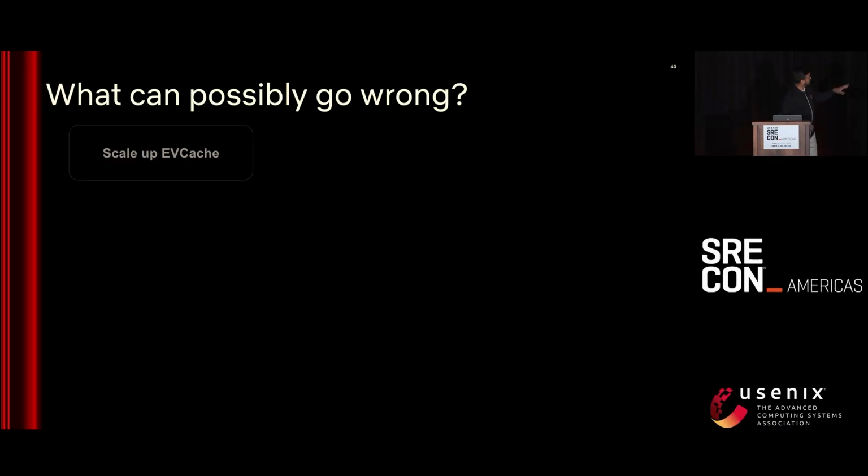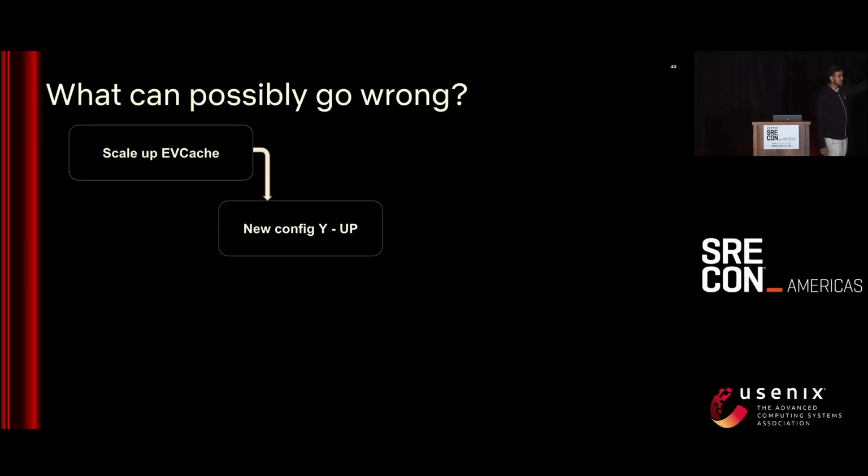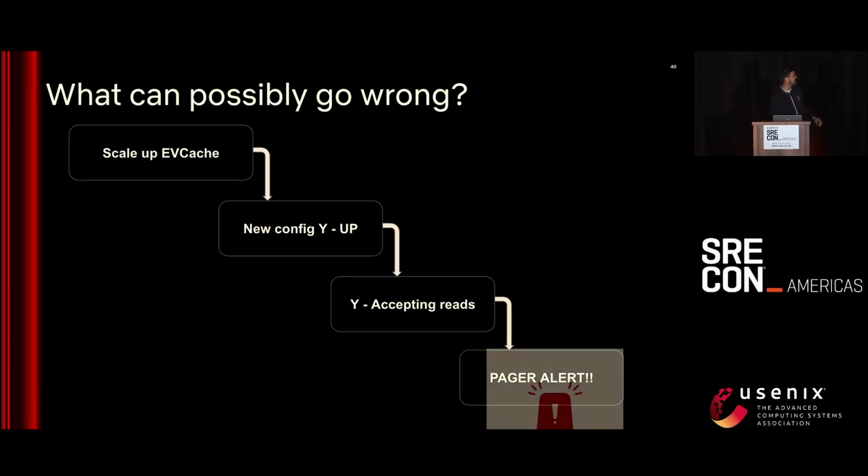So this was a regular workflow that we do all the time, scaling up EV cache. We scale up our fleet all the time depending on customer needs or different seasons of the year. In this case, the new cluster Y comes up. Now here Y can be a new instance family, or it can be a higher node count, or a combination of both. Once this new cluster gets warmed up, it's ready to serve the client requests, and it starts accepting reads, and bam, EV cache on-call gets paged.